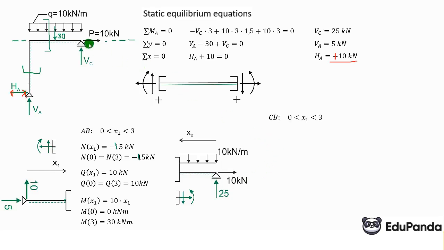Now, looking from the right side, here should be x2. It goes from 0 to 3 meters. Now we look from the right side, from 0 to 3 meters. The normal force is the positive 10, independent of the variable x2, so it is a constant value.